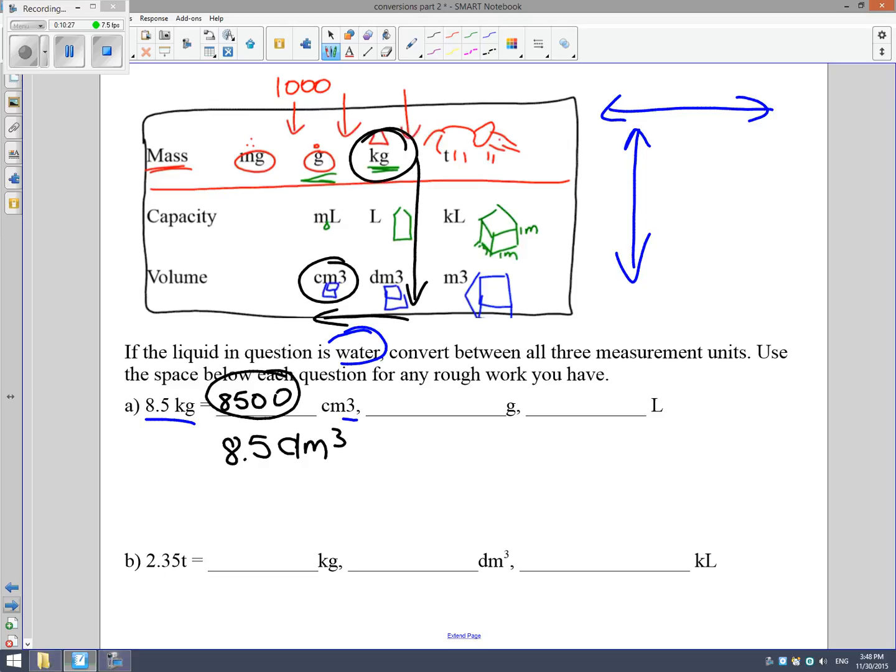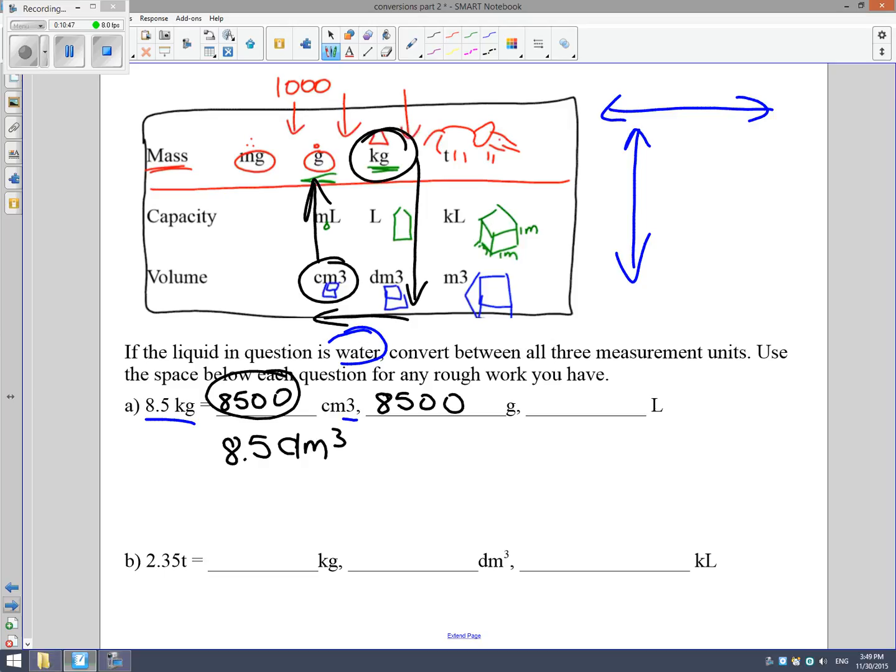Now, the next one is grams, and we're already at centimeters right here. This is centimeters cubed, and if you look, that is a straight conversion. We know that 1 gram of water will fit in 1 centimeter cubed of space, so it will be the exact same. My smartboard is really not working well today.